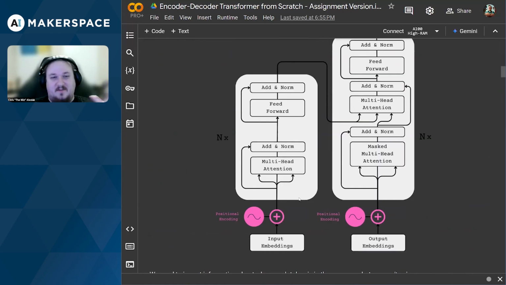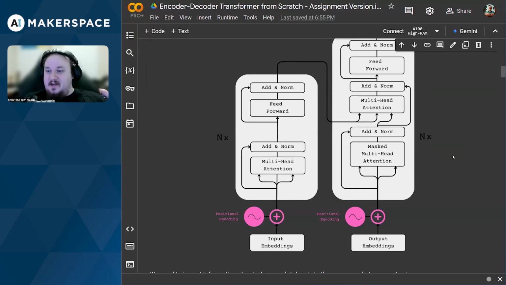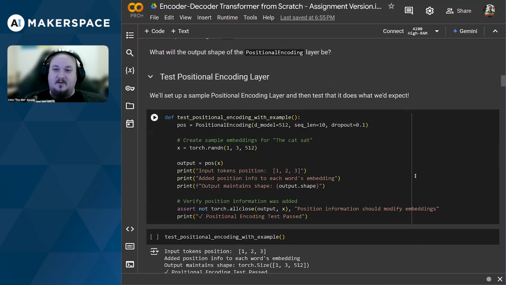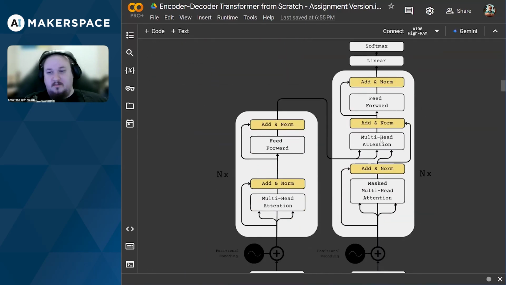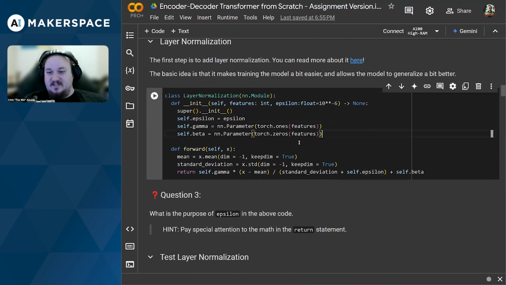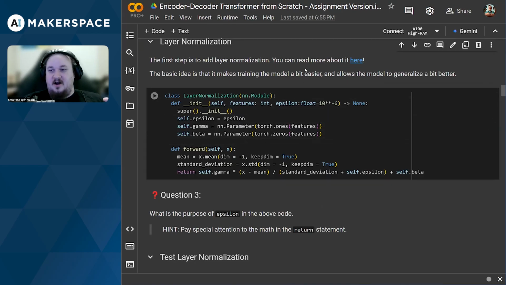Okay, so we've done embeddings, we've done positional encoding. We have so far converted our tokens into vectors, and we have added information about where those tokens were in a sequence to those vectors. We're ready to get into some bookkeeping stuff, which is going to be our add and norm layer. Our add and norm layer is extremely straightforward. We will simply add and normalize our vectors. That's all it does.